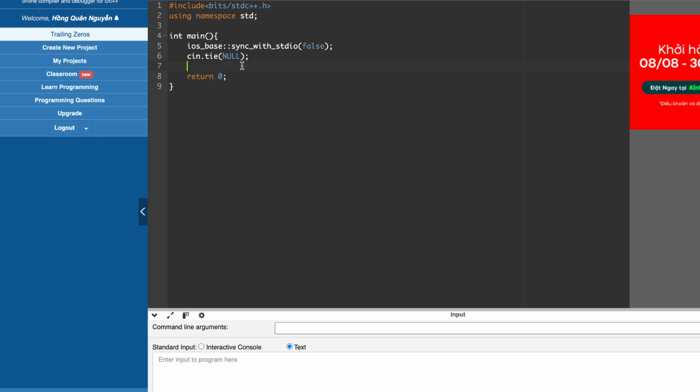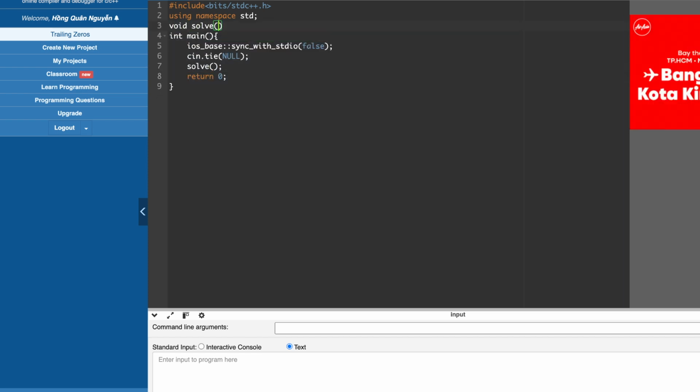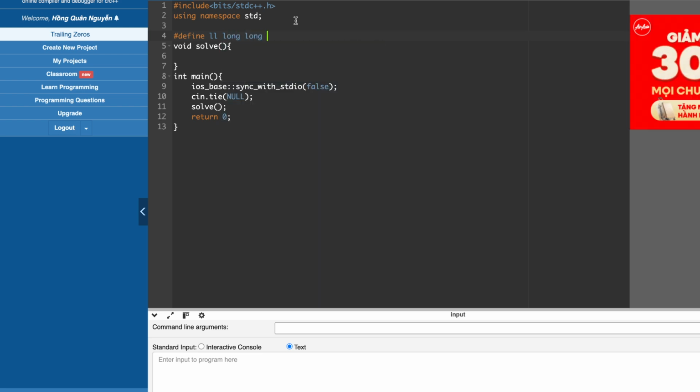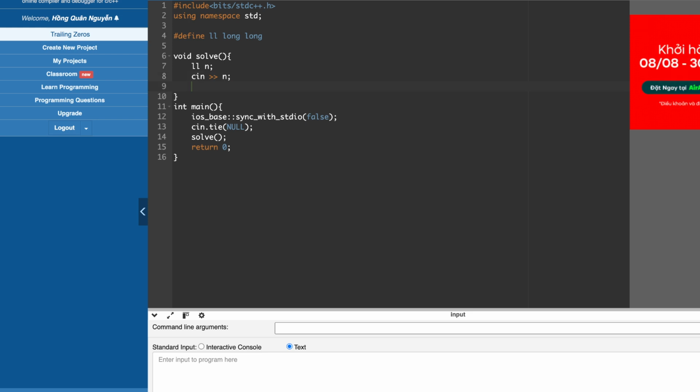Let's start coding the solution. The number of trailing zeros is just the number n divided by every power of 5 less than or equal to n.